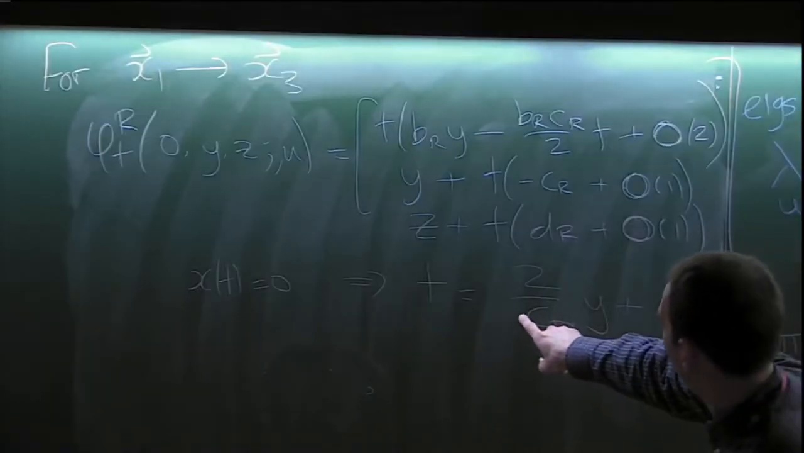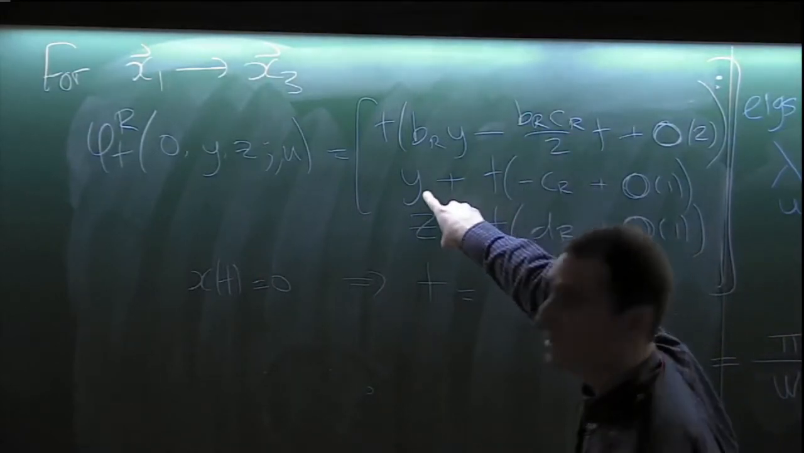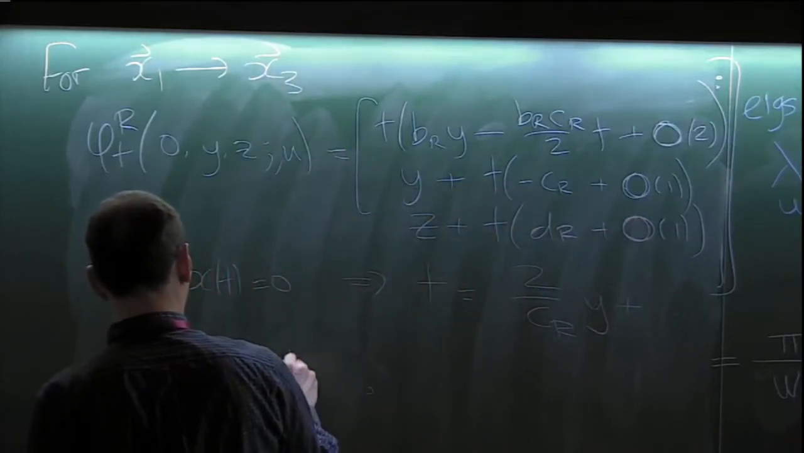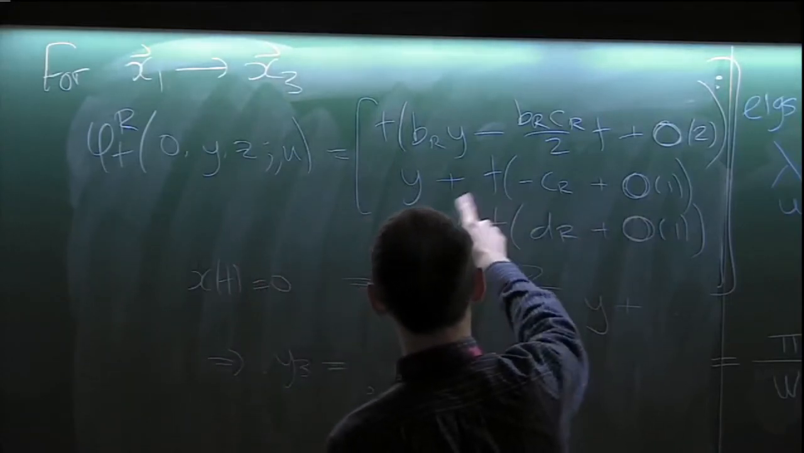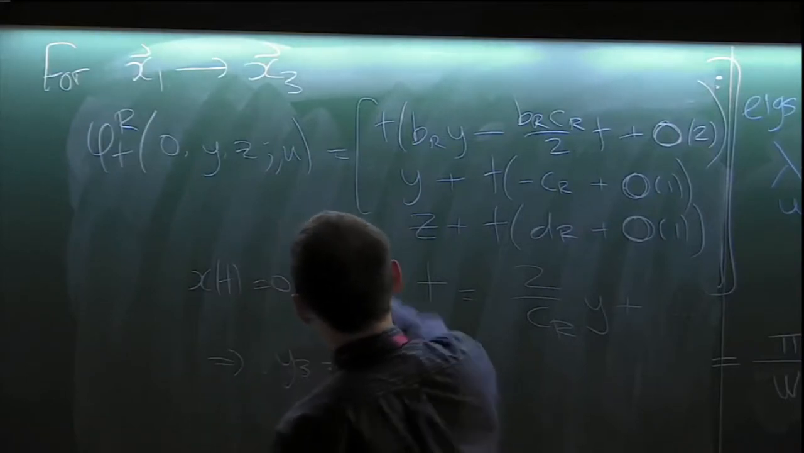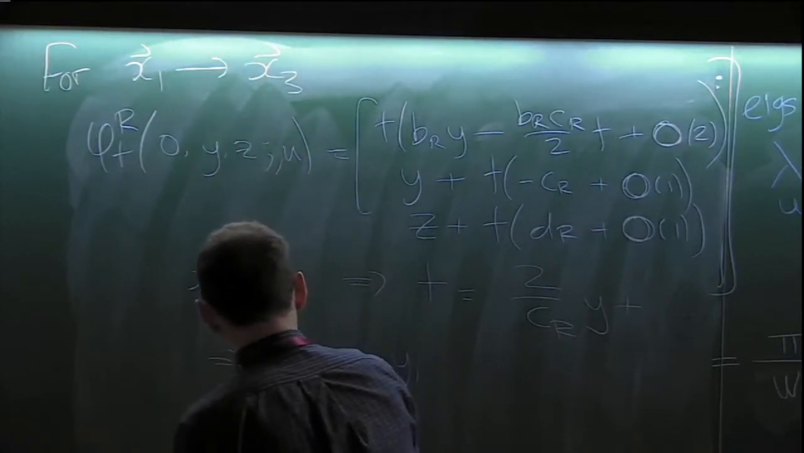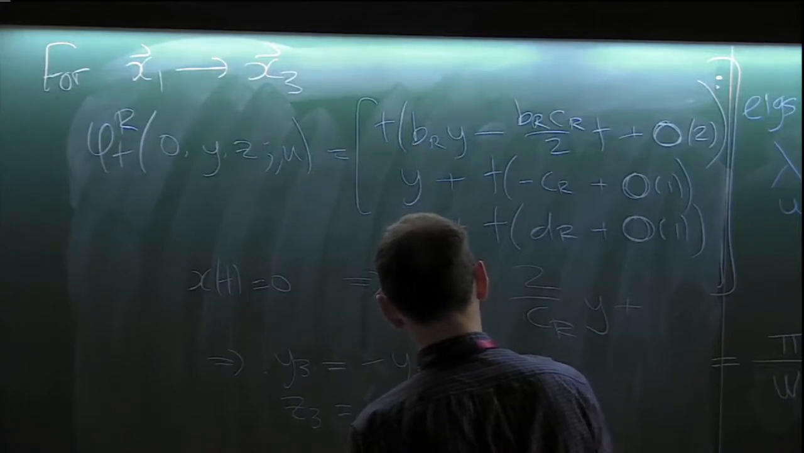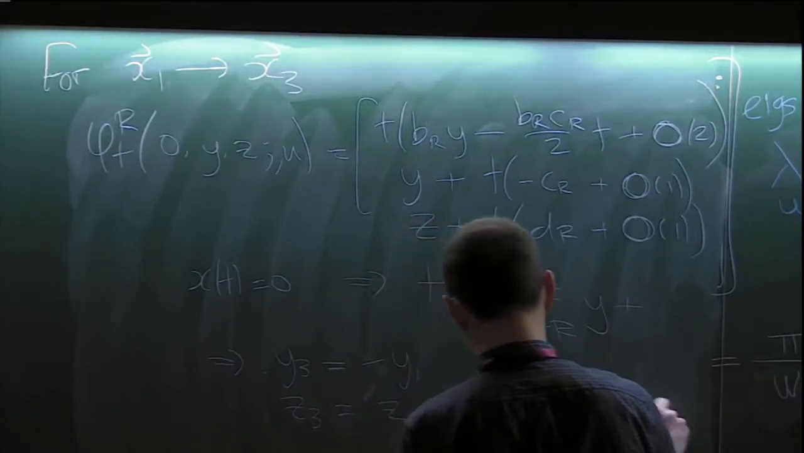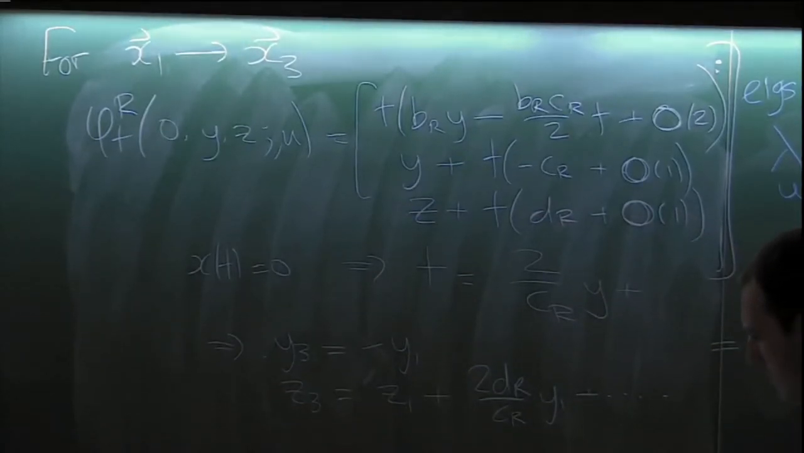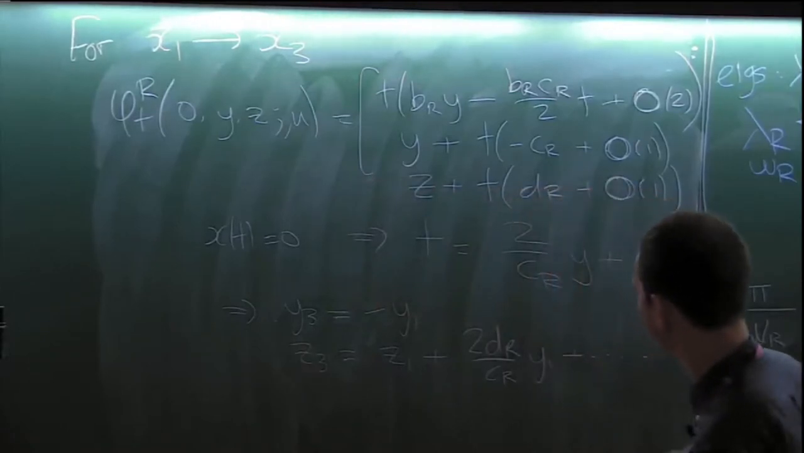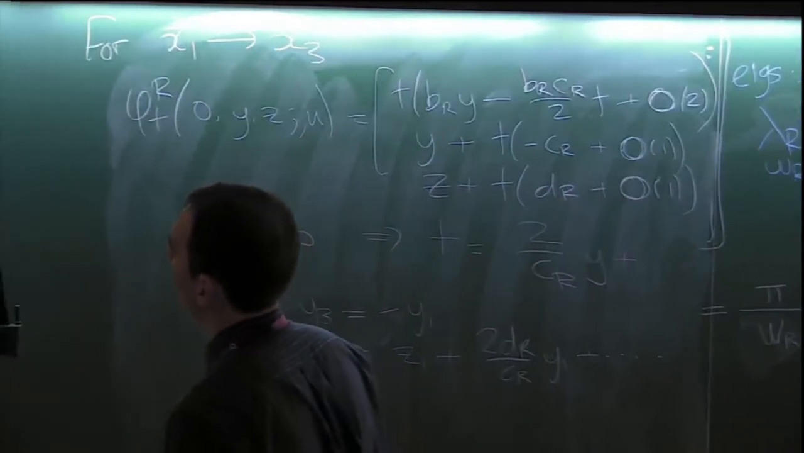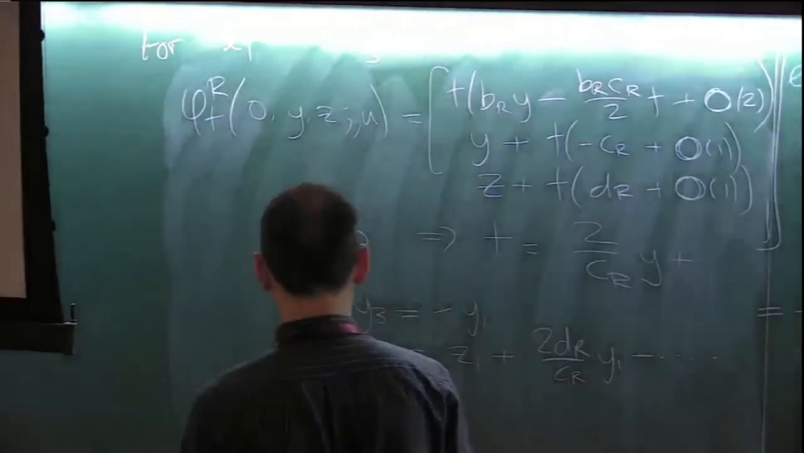Okay, so I can put the time back into the equations here to get the values of y and z for this point, and that gives me y3 is minus y1. Z3 is z1 plus 2 y1. Okay, so I get these nice linear equations. Then I can do the same thing for the other two pieces of the discontinuity map. I'll write those similarly.